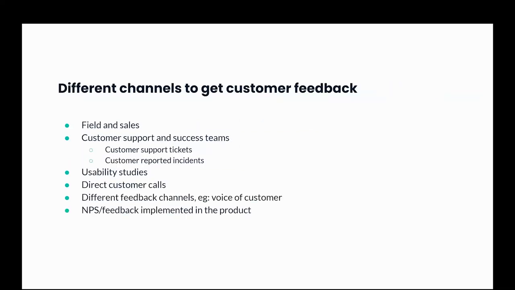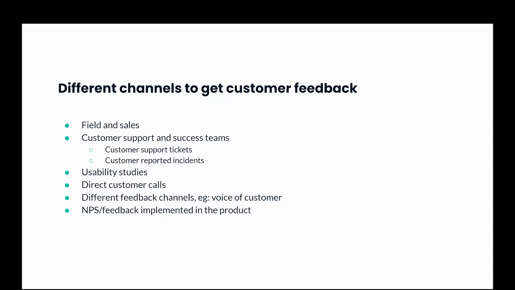Now let's look at different channels to get the customer feedback from. Firstly, field and sales. They are a great way to get feedback. They work with customers day and night and know them and their pain points much better. Similarly, customer support and success teams would have a great database of issues and feedback that they hear from customers on a day-to-day basis. You can also leverage this by going through the support tickets and the incidents that the customer creates to understand what pain points, what problems they face.